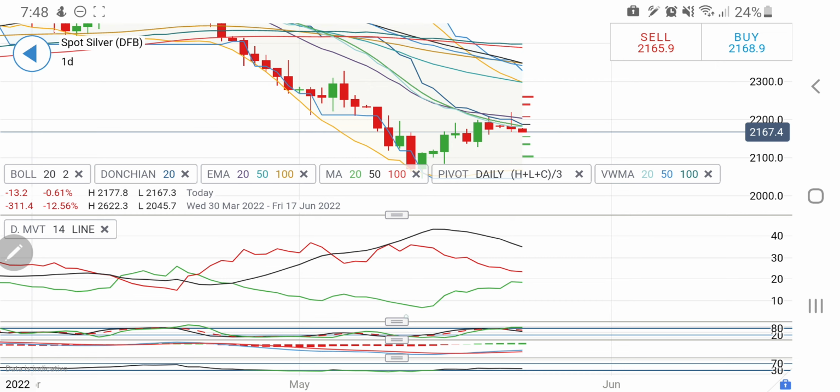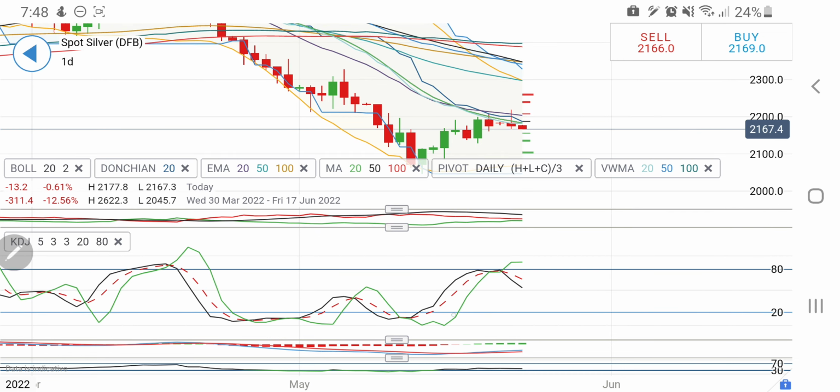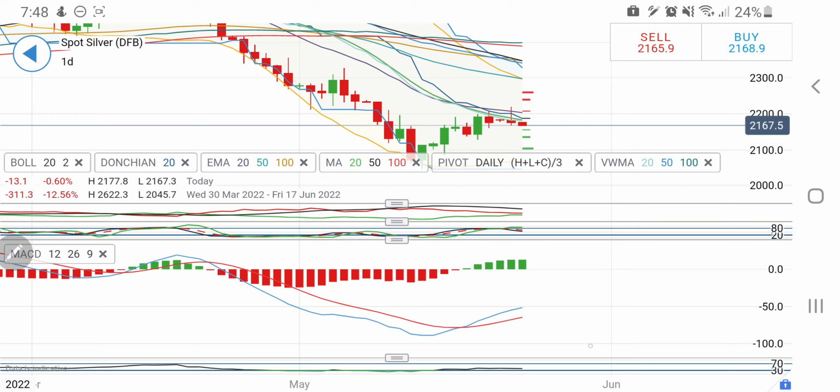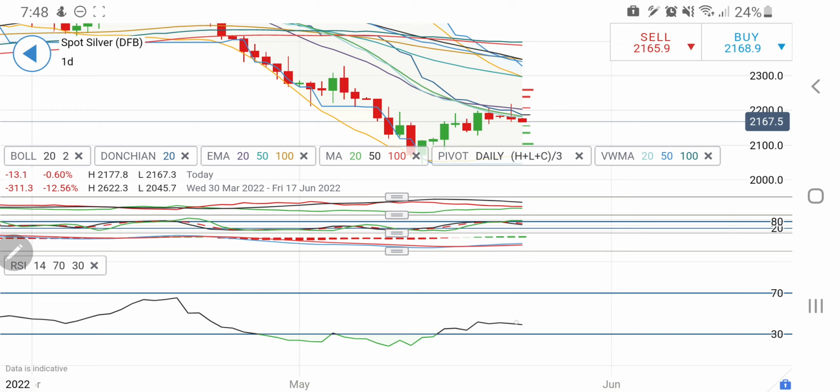Directional movement is bearish here. Stochastic is overbought, it is looking downwards. MACD is bullish, but it is trying to converge. RSI is trading flat here. Possibly there is an opportunity for it to drop again.